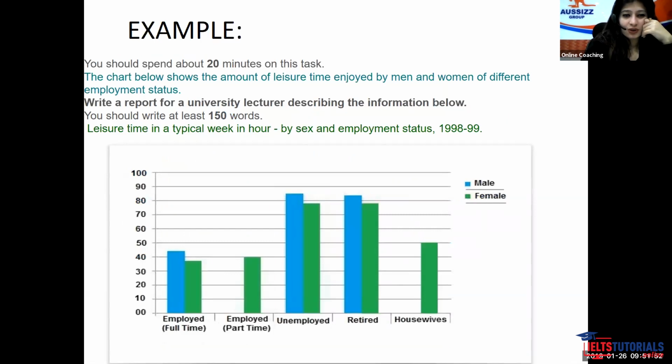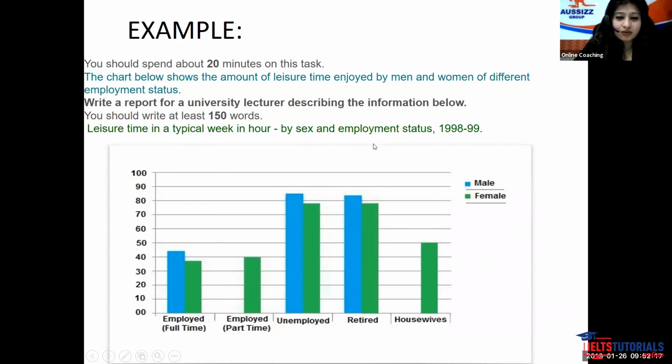Okay, the chart below shows the amount of leisure time enjoyed by men and women in different employment status. Write a report for a university lecturer describing the information below. You should write at least 150 words. Okay, leisure time enjoyed in a typical week in an hour by sex and employment status.